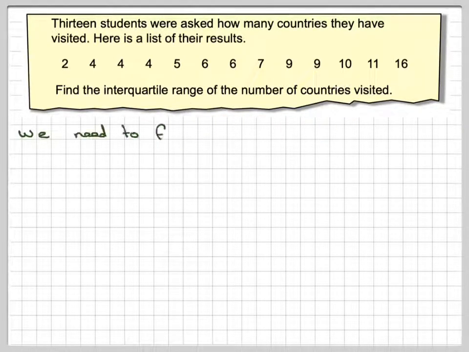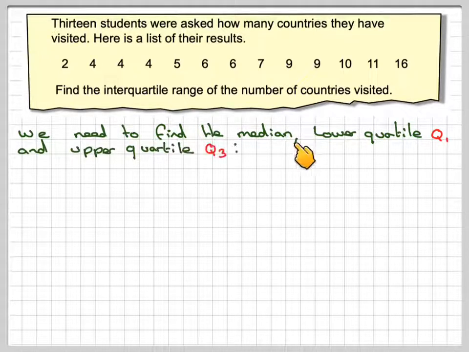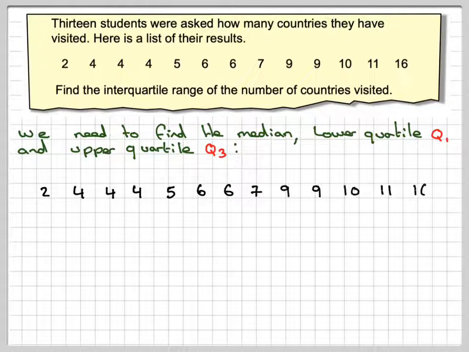Right, so before you can do this, you need to find the median. So the lower quartile, which is called Q1, and the upper quartile. You need to find the median before you can find these two. So if we write out the numbers, there are 13 altogether. So if we count along 1, 2, 3, 4, 5, 6, 7 is the middle number. So this 6 here is the median.